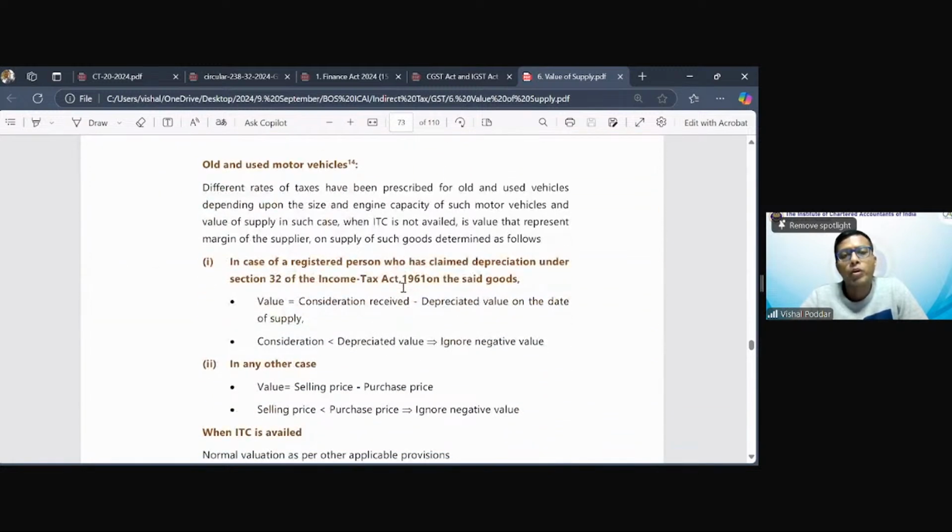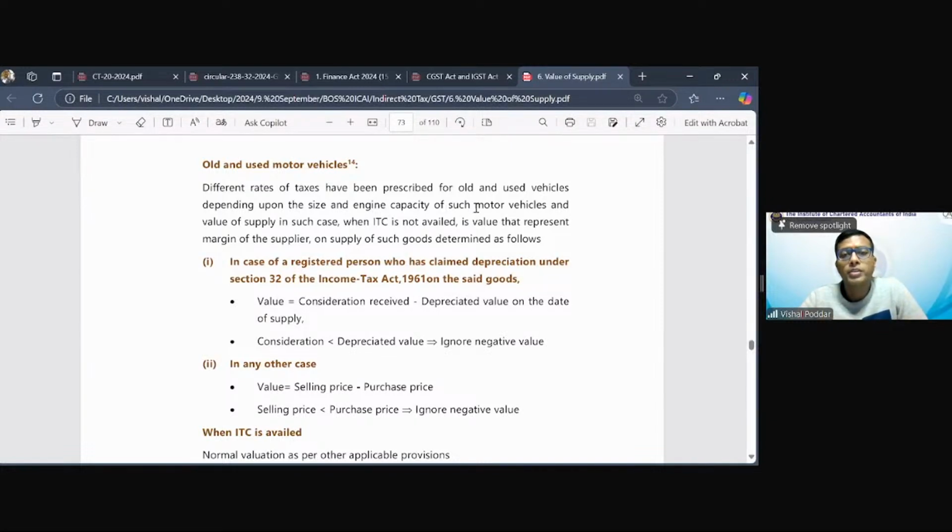Now, for motor vehicles, there is something more interesting. For old and used motor vehicles, different rates of taxes have been prescribed depending upon the size and engine capacity. So if the car is small, the GST rate is also less. If the car is big, if it is a Mercedes or some higher brand car, and generally on the length and the engine capacity of the car, higher rates of GST are provided. So the rates may change depending upon the size, etc. of car, but here we are talking about value.